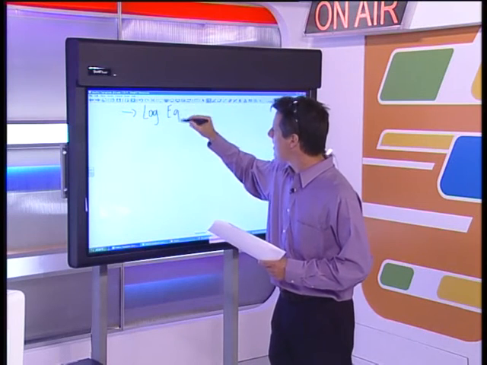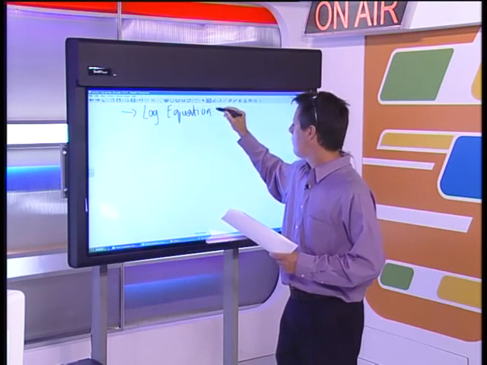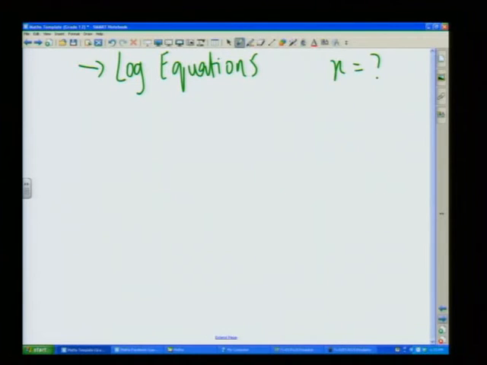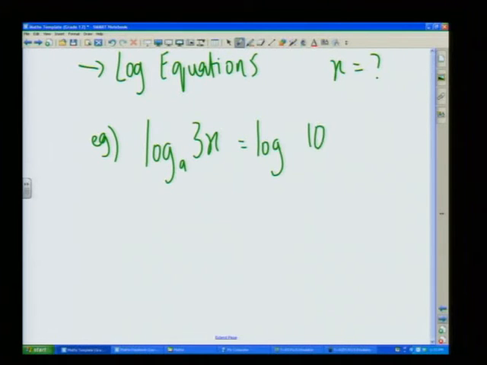Log equations. Now, obviously, with an equation, we're solving for x. So we're saying, please find the value of x. You're going to see some kind of equation. And the very first thing that I show you is really going to be the premise upon which everything is based. So if I have log of 3x to the base a equals the log of 10 to the base a, I've just thrown out something random.